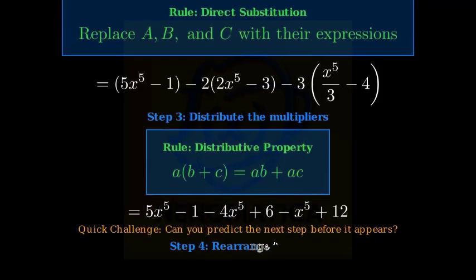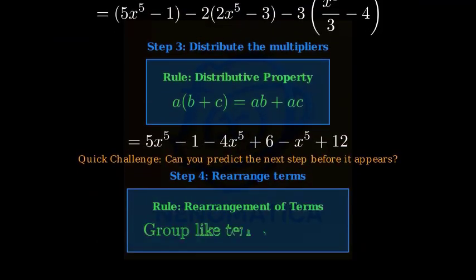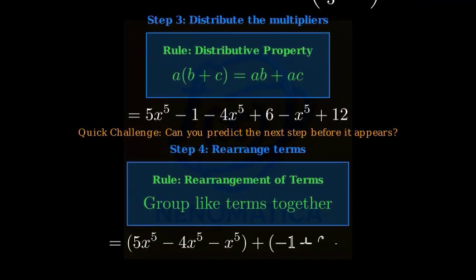Step 4, let's rearrange and combine like terms. First, let's group the terms with x to the power of 5 together. We have 5x to the power of 5 minus 4x to the power of 5 minus x to the power of 5. Next, let's group the constant terms. We have negative 1 plus 6 plus 12. This gives us 5x to the power of 5 minus 4x to the power of 5 minus x to the power of 5, plus negative 1 plus 6 plus 12.